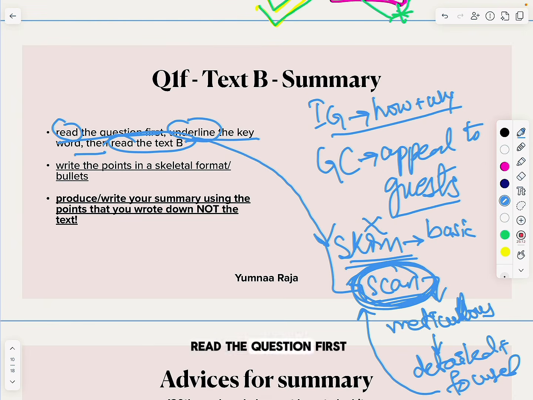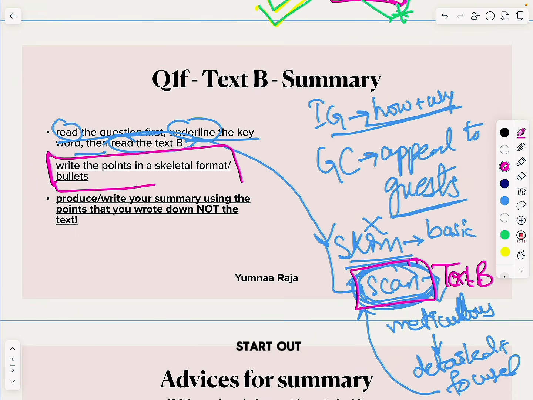So what are you doing? You're going to read the question first, underline the keywords, and then scan text B to underline the relevant ideas. But it doesn't stop there. For most of the kids, for 90% of the kids, it does. But examiners recommend that you don't stop there. What do you do then? This. 90% of the kids miss this part out, which is why they end up losing marks, and they're not even aware that they are losing marks.